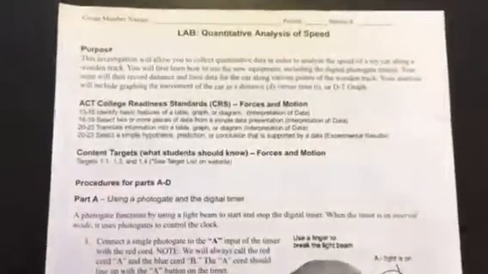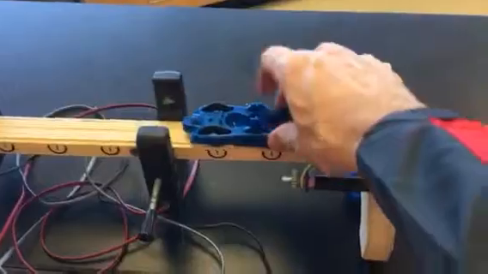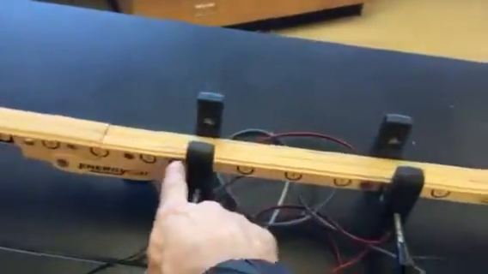I am going to walk you through how to do the lab that we did involving the cars, the tracks, and the Photogate. So here's my car, a nice blue car. I have a track, which is what it's going to launch on, and I have my Photogates that are going to be able to calculate different times.